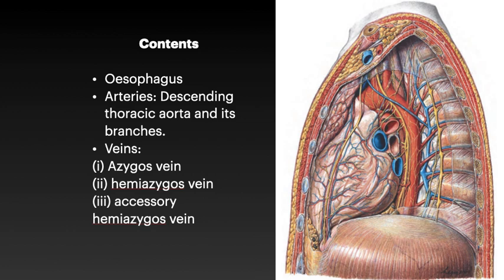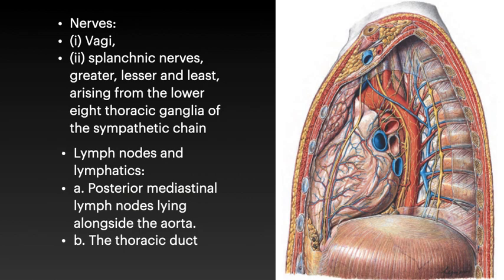Contents. The contents are the esophagus, the arteries, that is the descending thoracic aorta and its branches. Veins, we have the azygous vein, the hemiazygous vein, and then the accessory hemiazygous vein, sorry. Nerves, we have the vagi, then we have the splanchnic nerves, the greater, the lesser, and the least splanchnic nerve arising from the lower 8 thoracic ganglia of the sympathetic chain here.